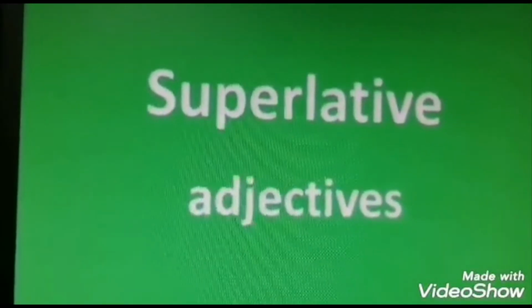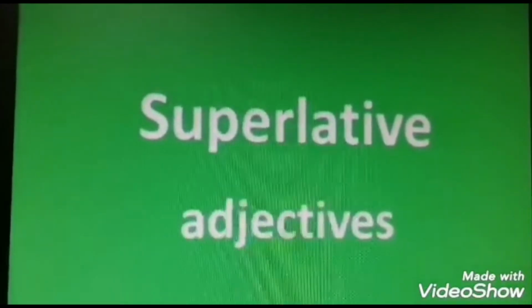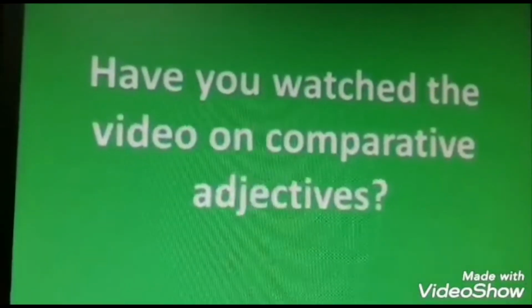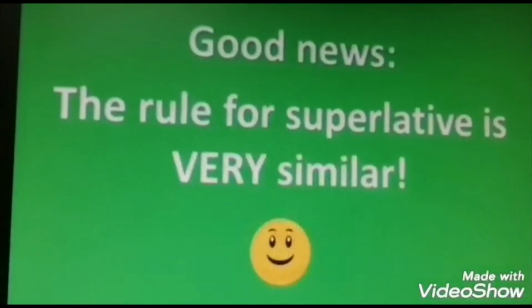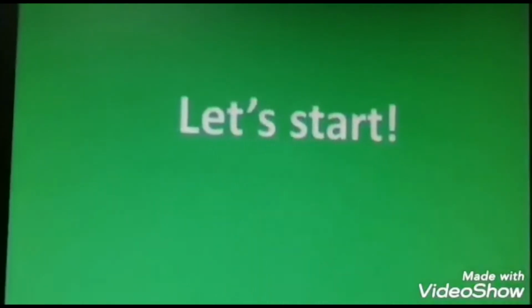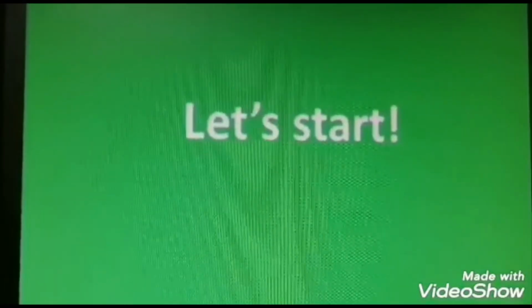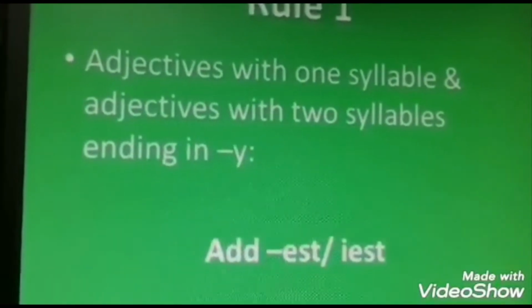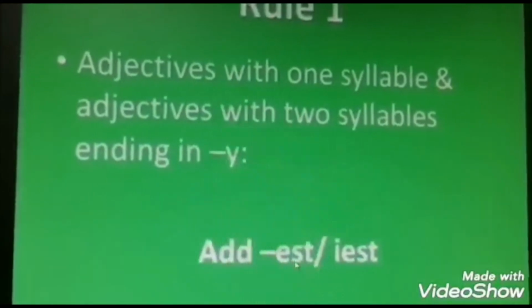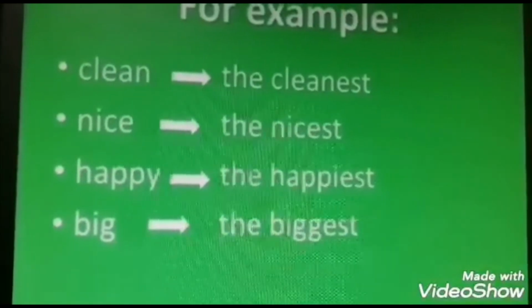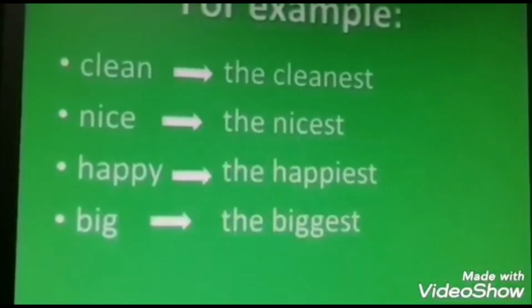So let's learn about superlative adjectives. The rules for superlatives are very simple. Let's start. Rule number 1. Adjectives with one syllable and adjectives with two syllables ending in Y. What we do, we add est. And if the Y is there, we will drop the Y and then we will add iest. Let's have a look.